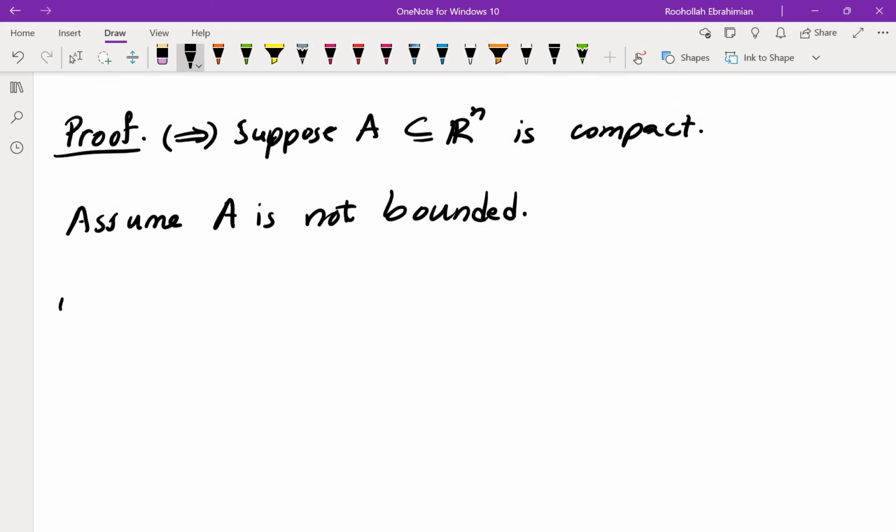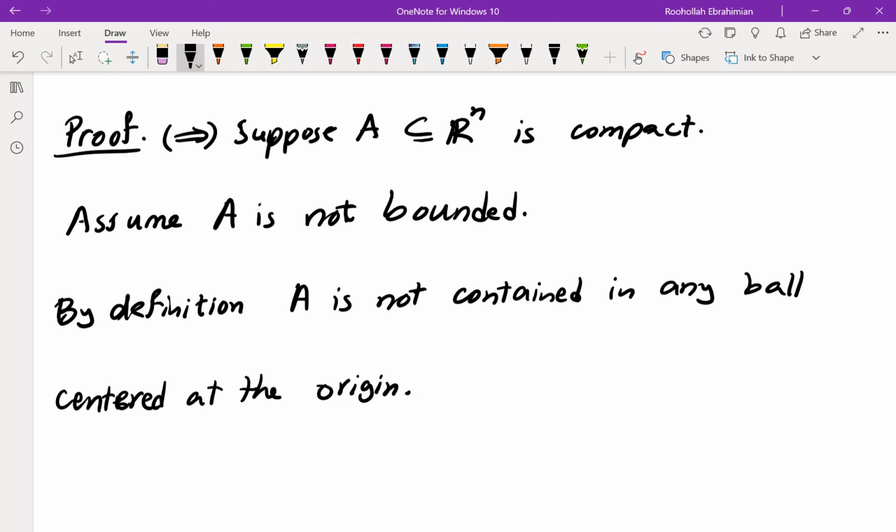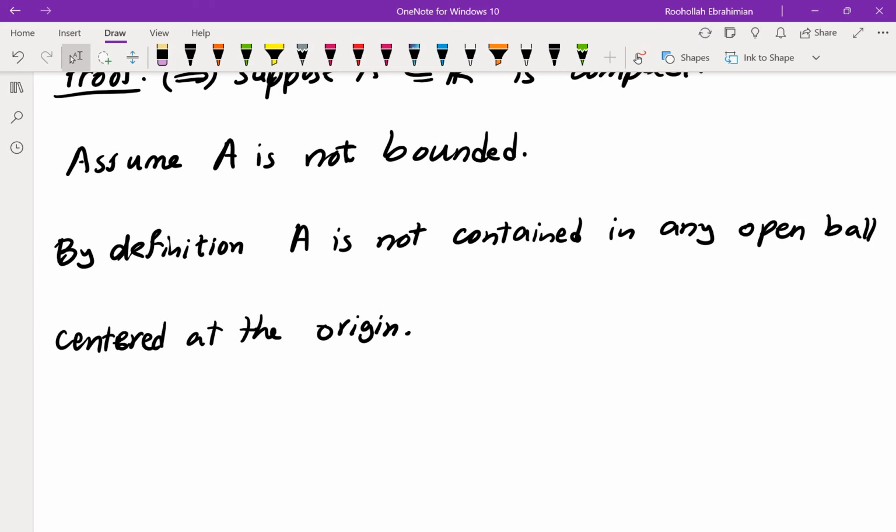So by definition, A is not contained in any ball centered at the origin. And I'm talking about open balls, just to be clear. Although open and closed doesn't really matter here, because if it is closed, you could just always put it inside an open ball. But just to be clear.